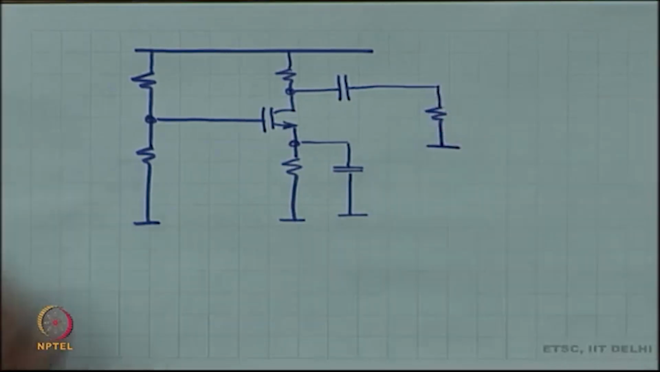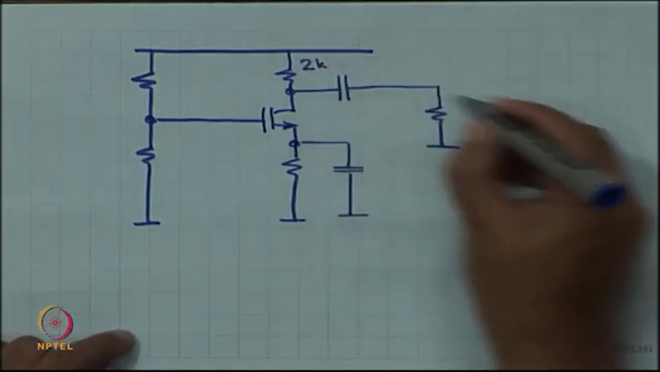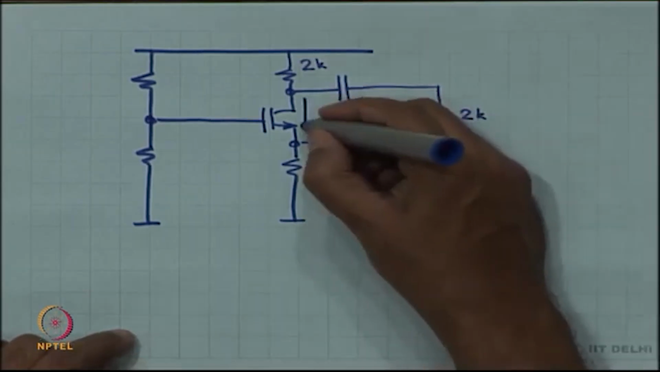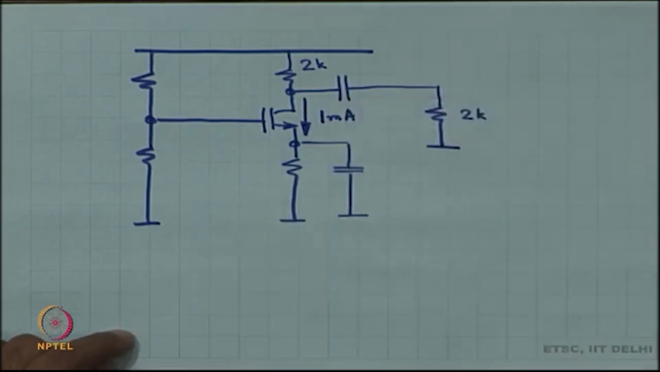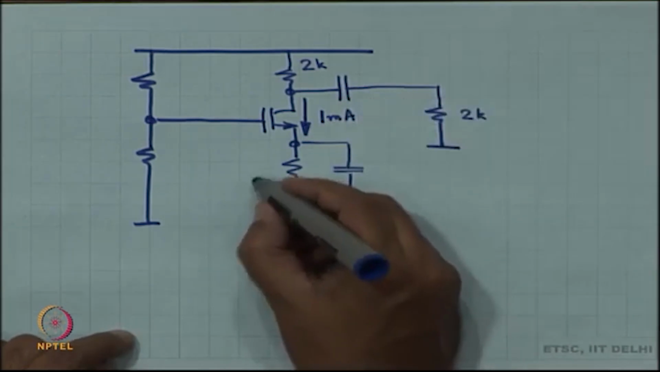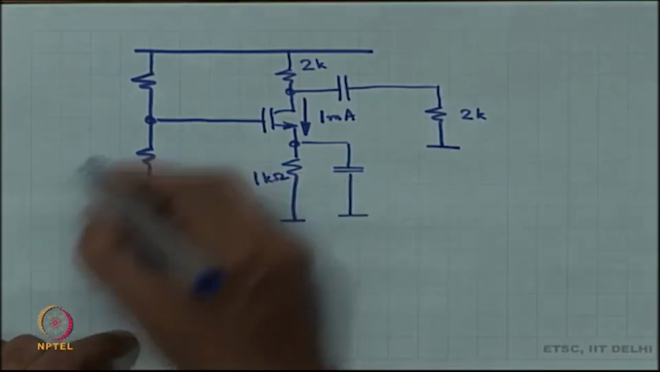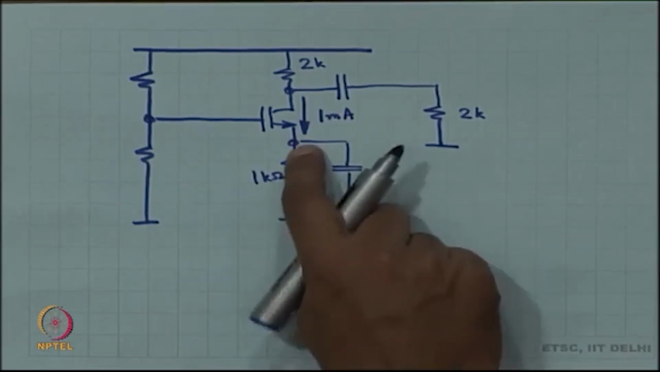Let us put a load over here. Okay. So, first thing we are going to do is we are going to make this 2K, 2K. We will target a bias current of 1 milliampere, an operating current of 1 milliampere, 1K, and this is 1 milliampere, 1K. So, 1 volt over here.